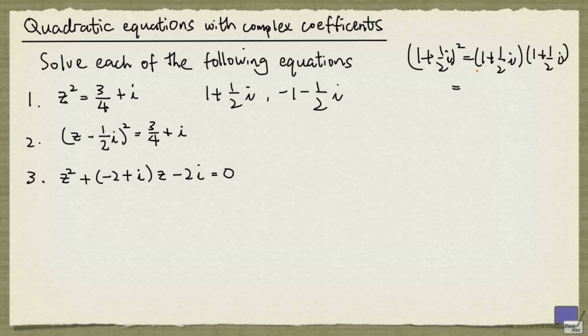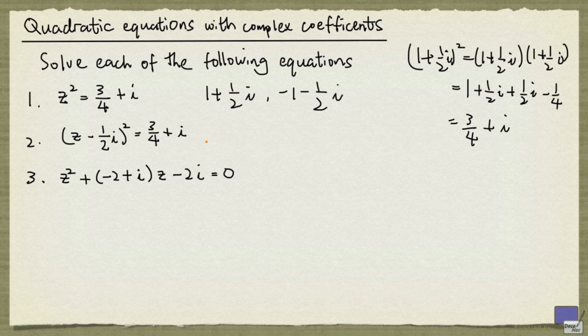And using the distributive law, we have 1 times 1, which is 1. And then 1 times 1/2 i gives us 1/2 i. And 1/2 i times 1 is another 1/2 i. And then 1/2 i times 1/2 i is minus 1/4. And so we have 1 minus 1/4, giving 3/4. And 1/2 i plus 1/2 i is i. So indeed, 1 plus 1/2 i is a square root of 3/4 plus i. And the negative of that is also a square root of 3/4 plus i.